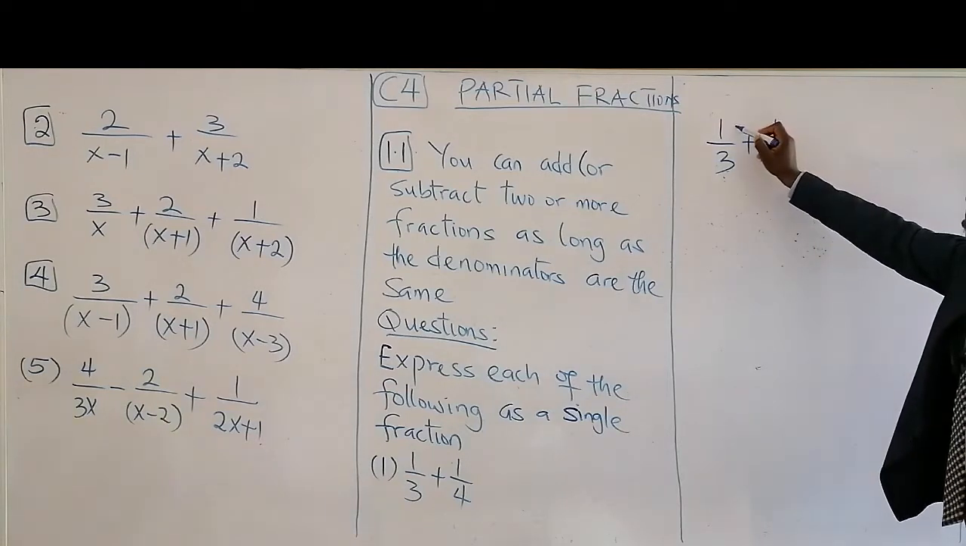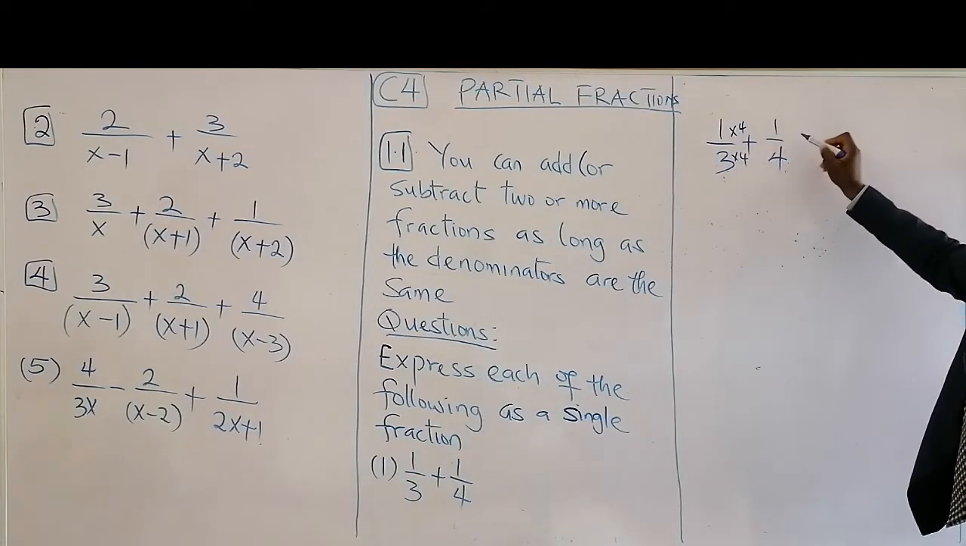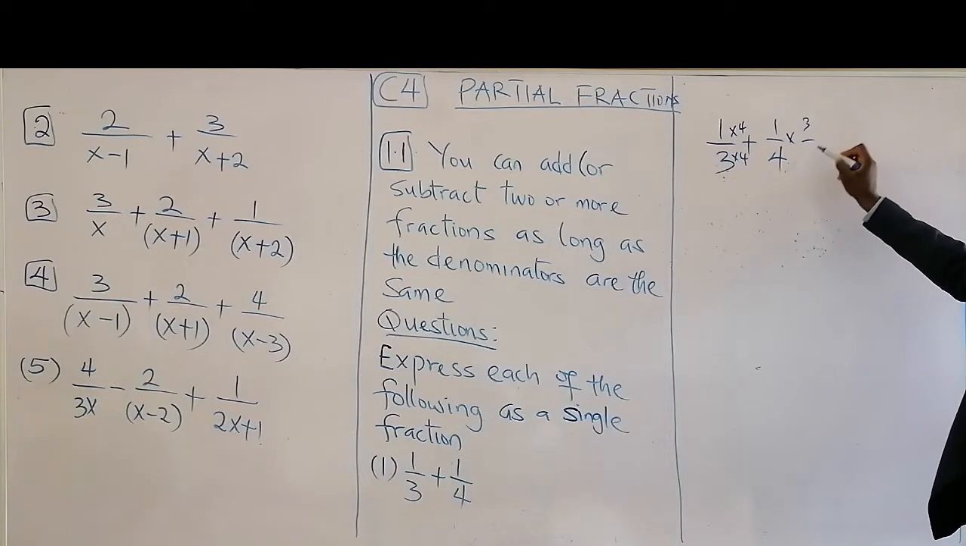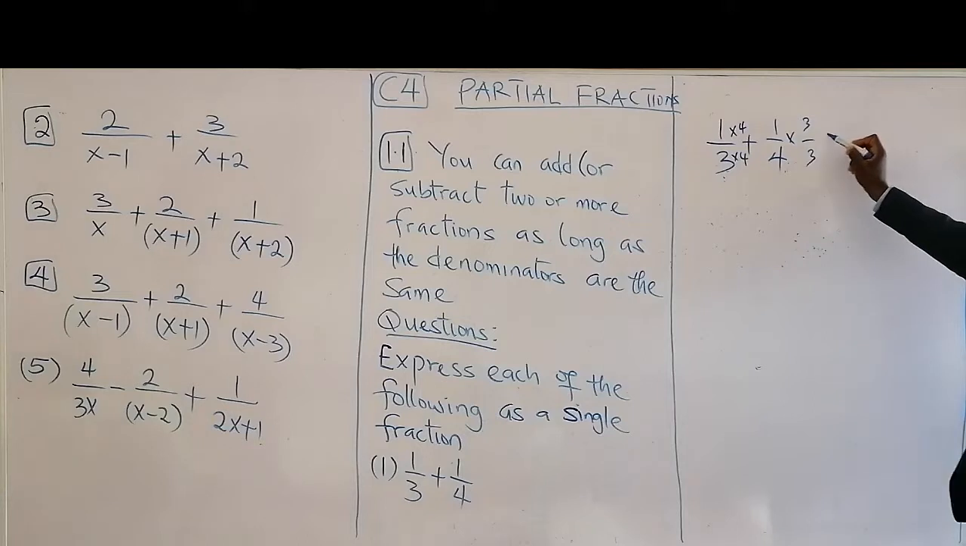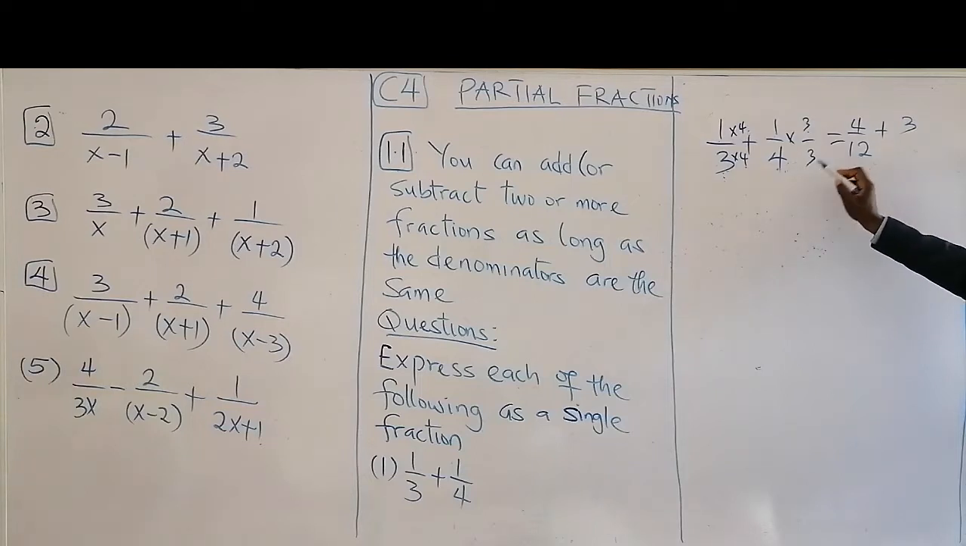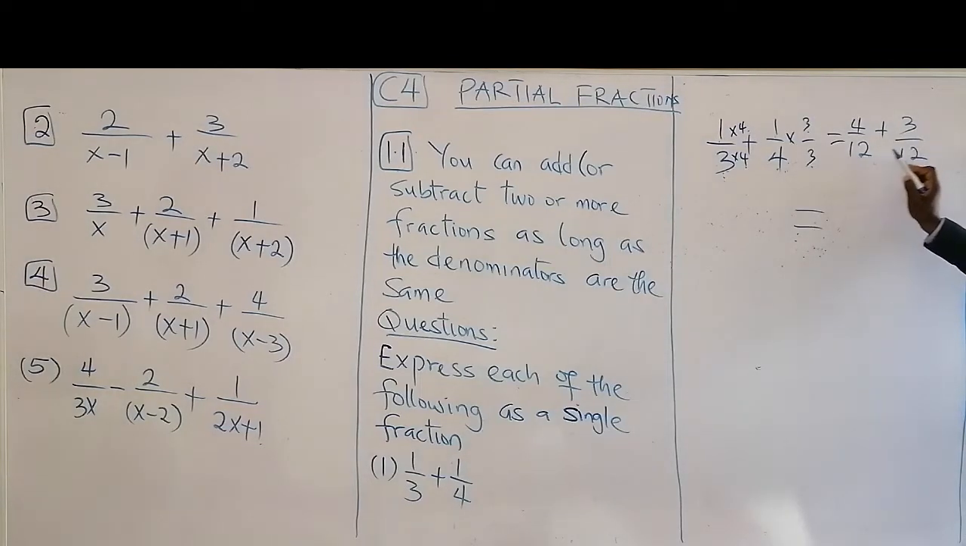So that means we multiply this one by 4, and this one by 3. In that case, we're going to have 1 times 4, that's 4, 3 times 4, that's 12, plus 1 times 3, that's 3, 4 times 3, that's 12. Now we have the same denominator, and once your denominator is the same, you just add the numerators together. That will be 4 plus 3 all over 12, and that will give us 7 over 12. And that finishes that question.